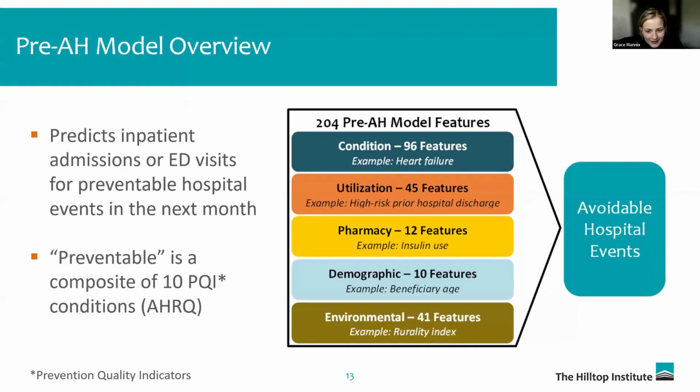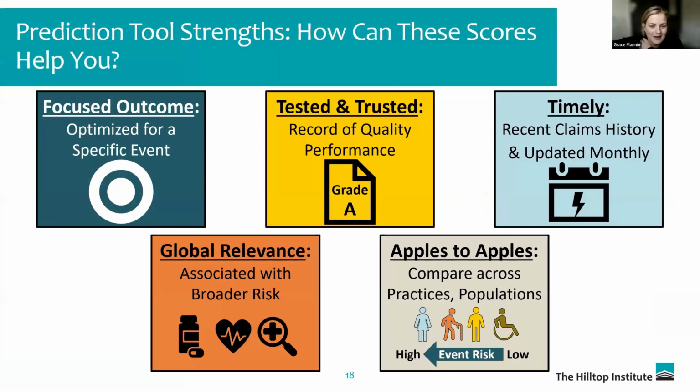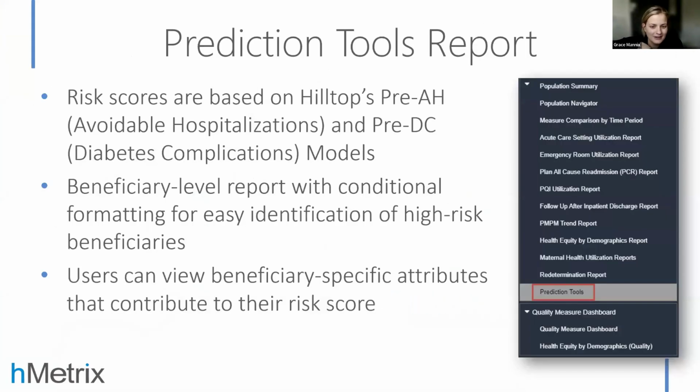I was going to go back to my slide on how to access the report. Here we go. Wait, if you go back up, there you go. So this is your left menu. You're going to see the prediction tools is the one that's highlighted here because that's the slide we're on. Right below it, there is a separate box for quality measure dashboard. It contains the dashboard and the health equity by demographics quality report.